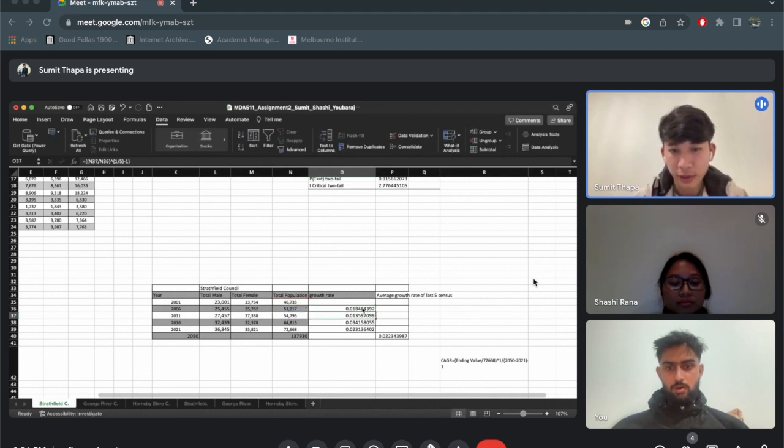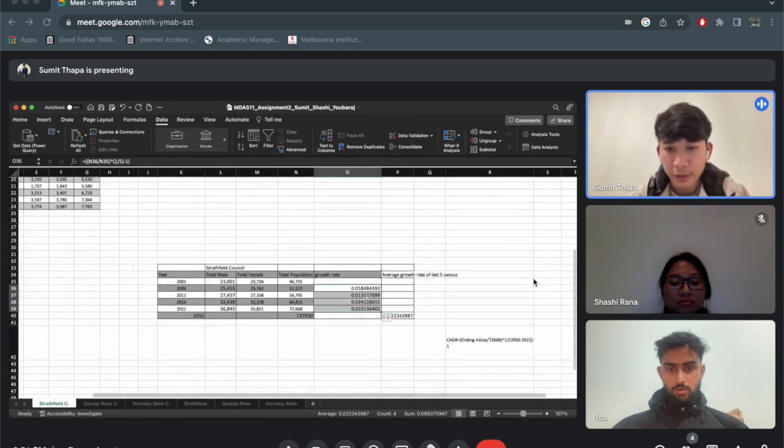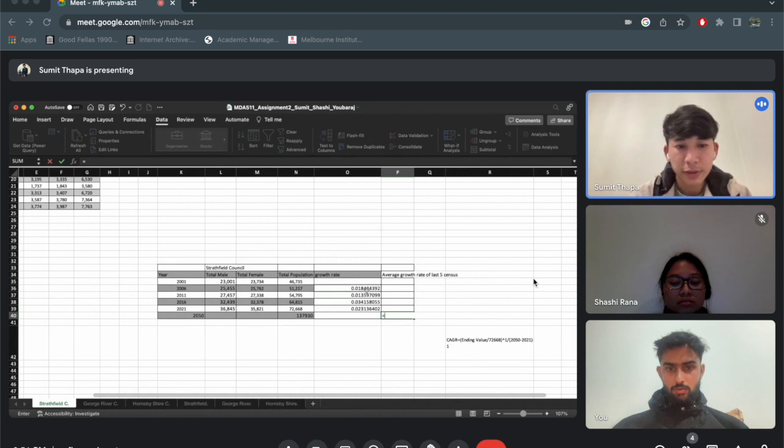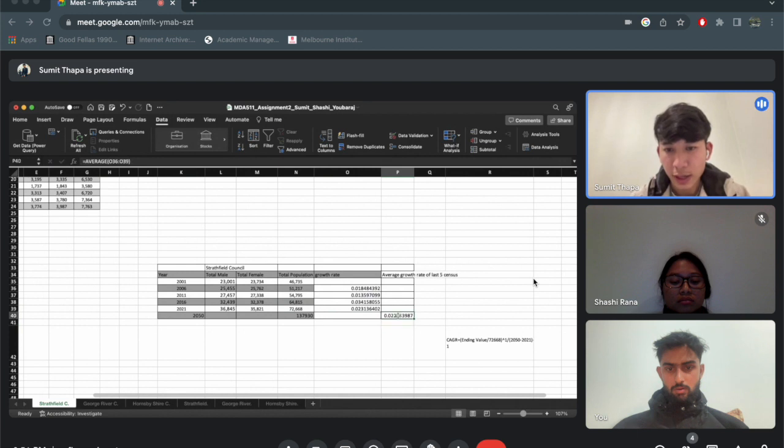This is how we calculate the growth rate, and we drag it to copy the formula to the next cells. To get the average growth rate, which will be used to calculate the population of 2050, we take the average of these growth rates by selecting these rows and pressing enter. This is our average growth rate of the last five censuses.